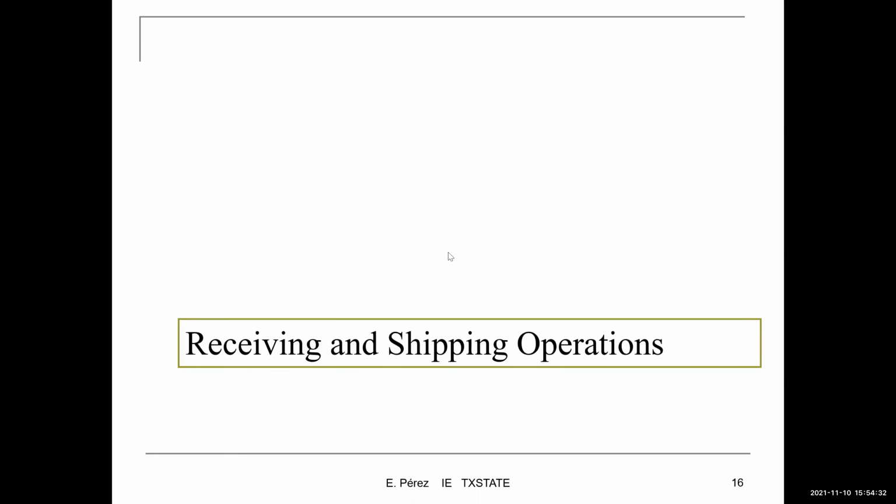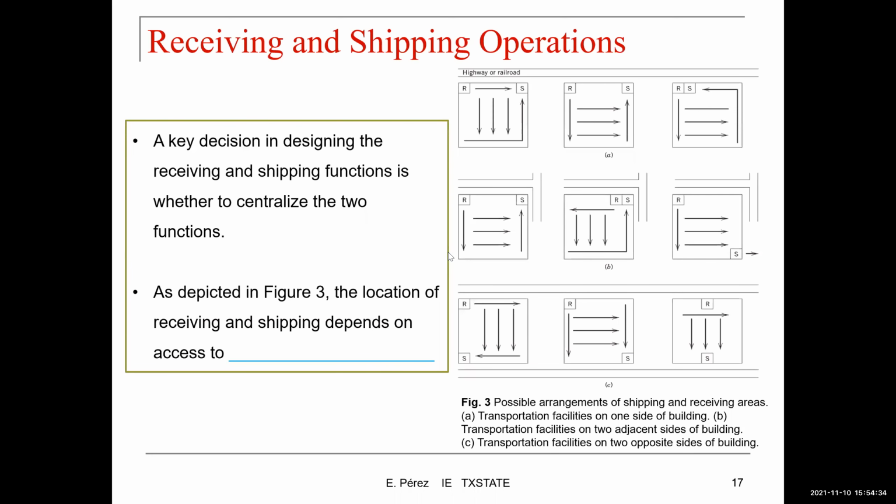Okay, so receiving and shipping operations. A key decision in designing the receiving and shipping functions is whether to centralize the 2 functions. As depicted in figure 3, the location of receiving and shipping depends on the access to transportation facilities. So figure 3 shows the possible arrangements of shipping and receiving areas based on the access that you have in terms of, for example, a highway or a railroad.